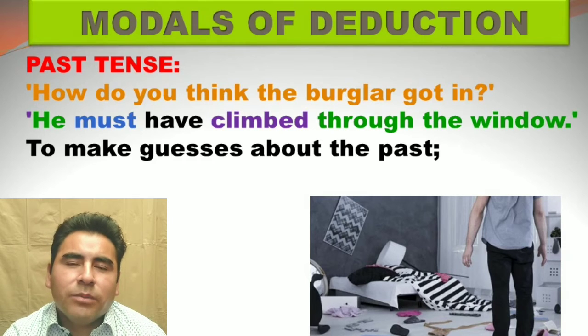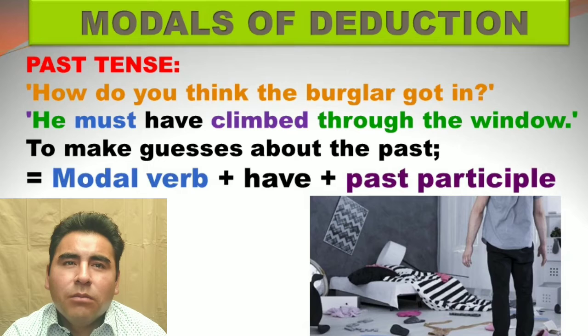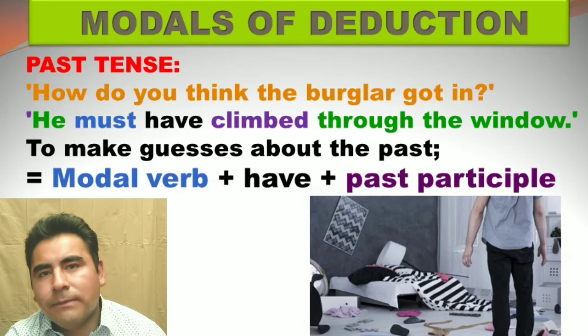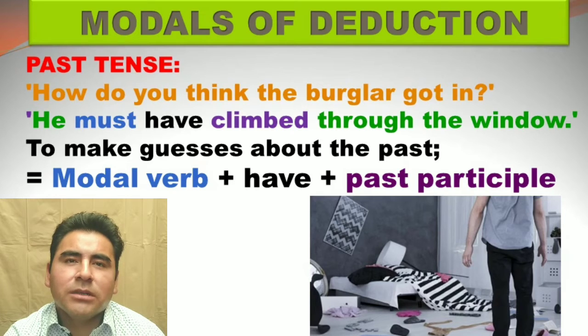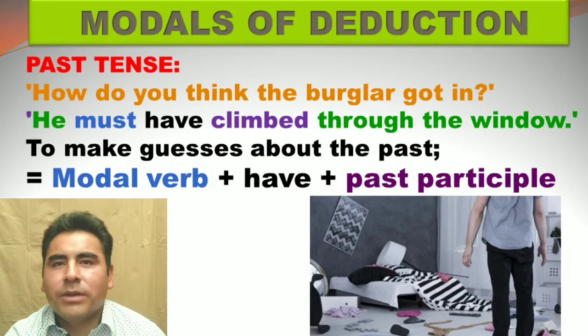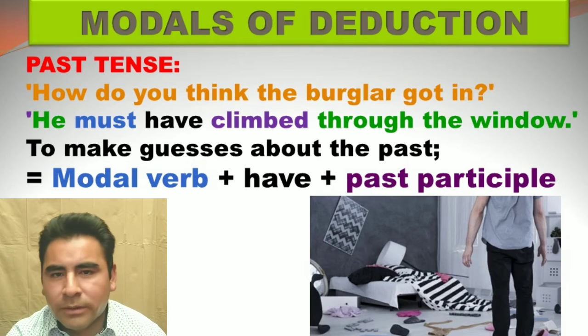To make guesses about the past, we use a modal verb plus have plus past participle. Of course, in any sentence we have subject plus verb plus complement. In this case we have subject, modal verb plus have plus past participle, or complement.